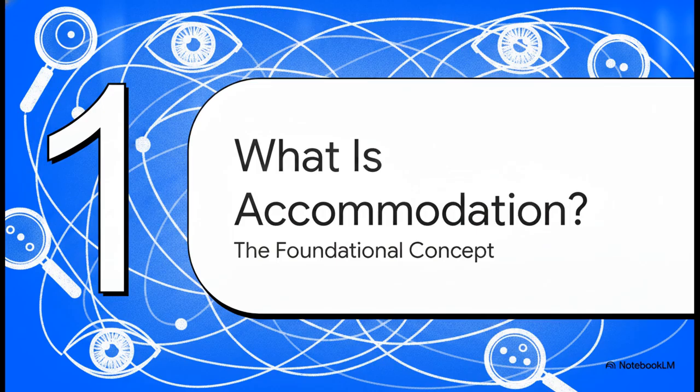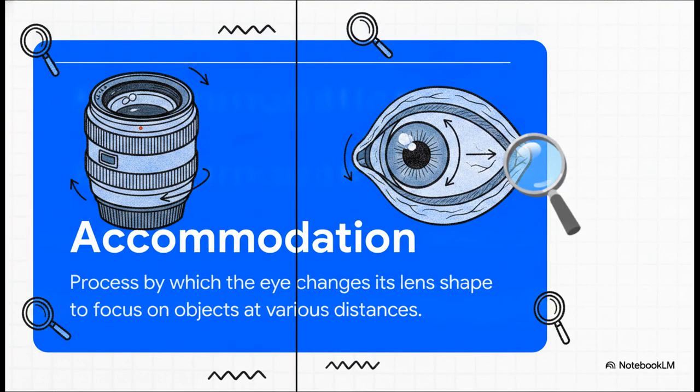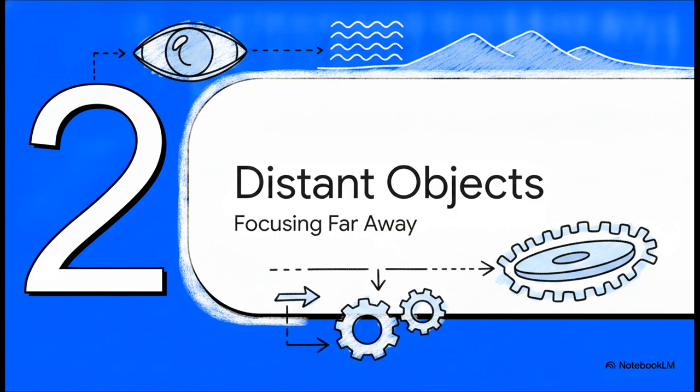Section 1. What is accommodation? Put simply, accommodation is the process where the eye changes the shape of its lens to focus on objects at various distances. To really picture this, let's compare a macro view of a physical camera lens to the micro view of its biological equivalent. On the left here, we're looking at a macro view of a camera with its mechanical focus ring turning. You can see the glass elements physically moving back and forth along a track to focus the light. But on the right, your eye does something arguably much more elegant. Instead of sliding a transparent lens back and forth, your eye physically morphs the actual shape and curvature of the lens itself.